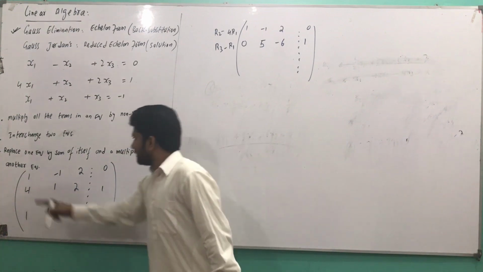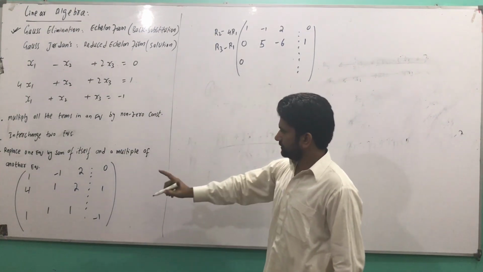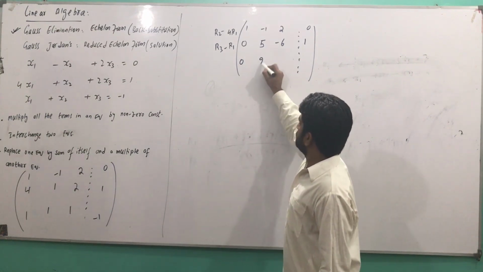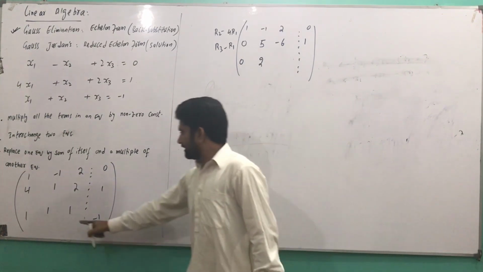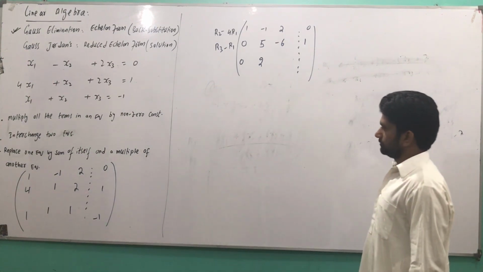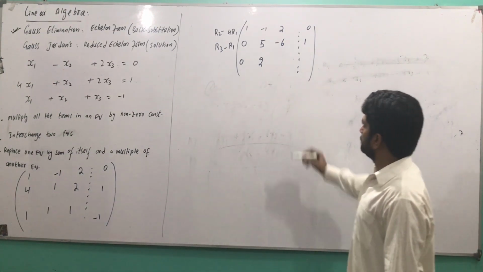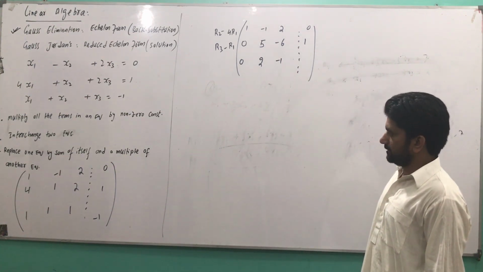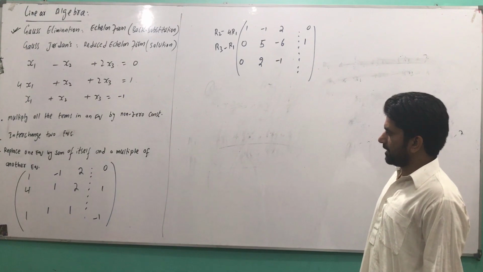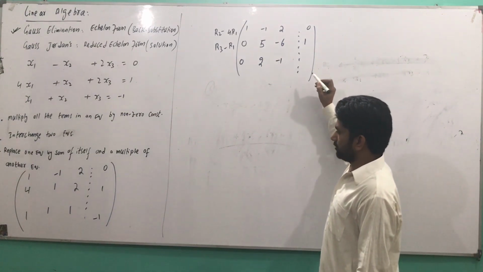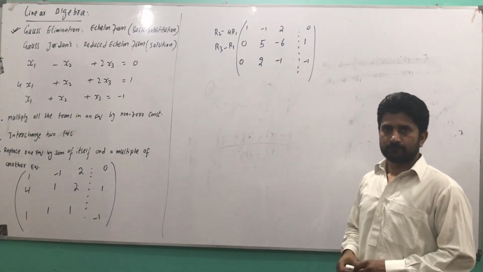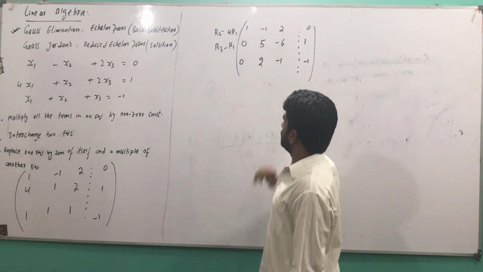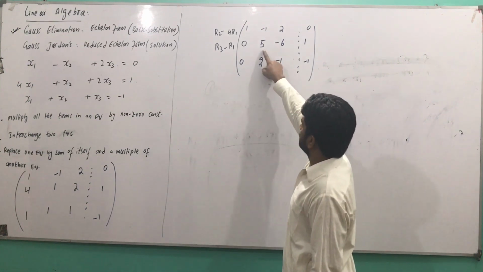So 1 minus 1 is 0. Again 1 minus minus 1, and this minus will become plus, so you have 2 here. And similarly here, what do you do? 1 minus 2 is minus 1. And last is 0 minus 1, so you have minus 1. So the first operation is successfully done. In column 1 we have 0 now. Now this is 5.